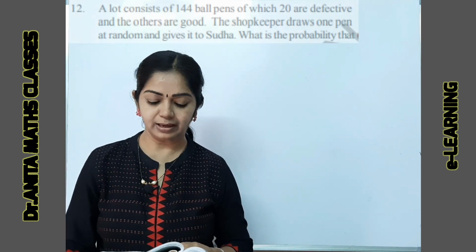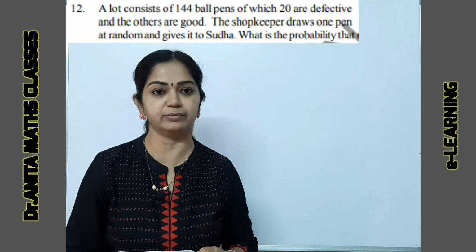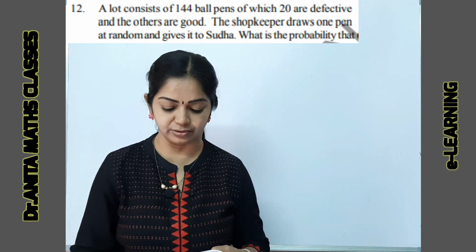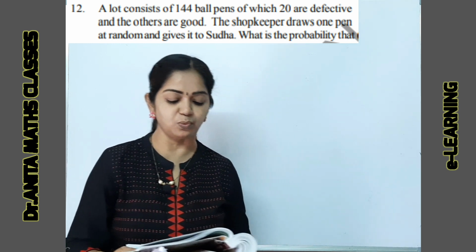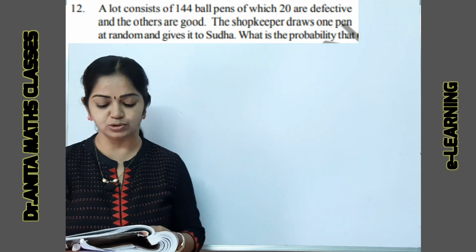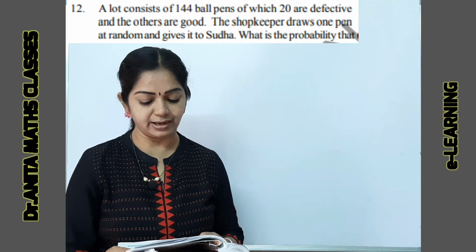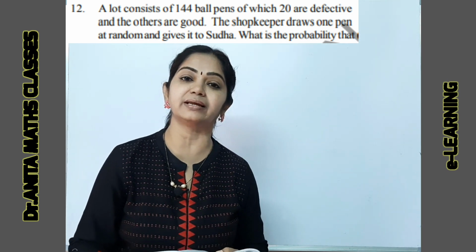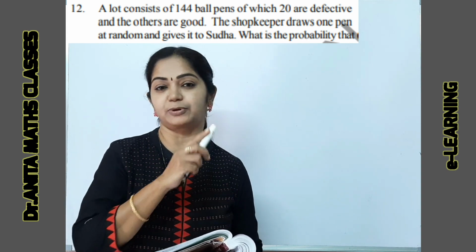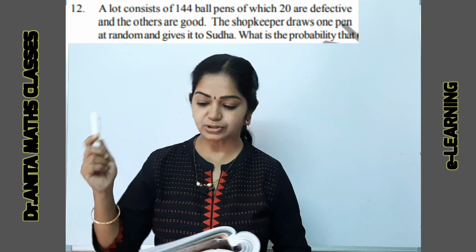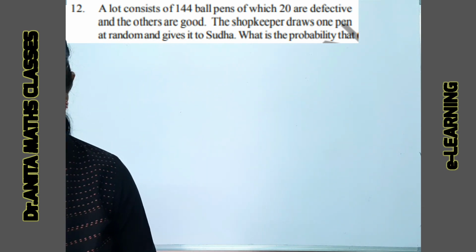The 12th problem. A lot consists of 144 ball pens, of which 20 are defective and the others are good. The shopkeeper draws one pen at random and gives it to Sudha. What is the probability that she will buy it and that she will not buy it? We have to calculate both. So there are two possibilities, and we have to calculate those two probabilities.